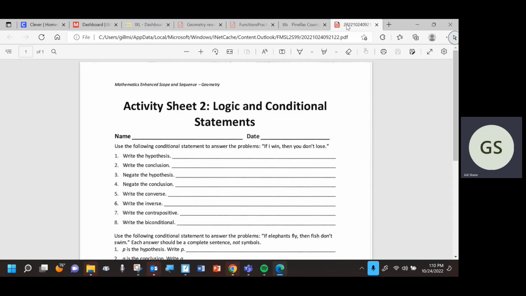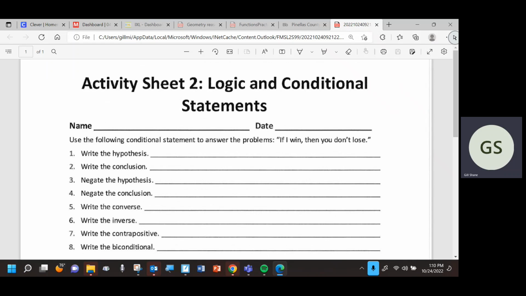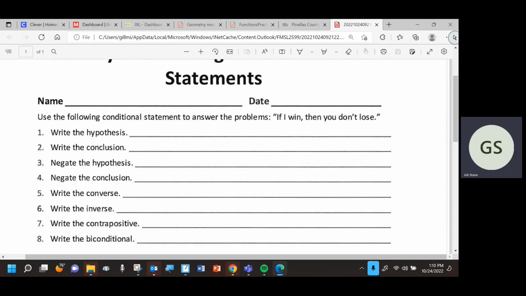So I want you to read this statement. Actually, write this statement down. It's not that much to write. That's fine. So write that statement down. That's the conditional statement, the original statement. If I win, comma, then you don't lose. That's your original statement.